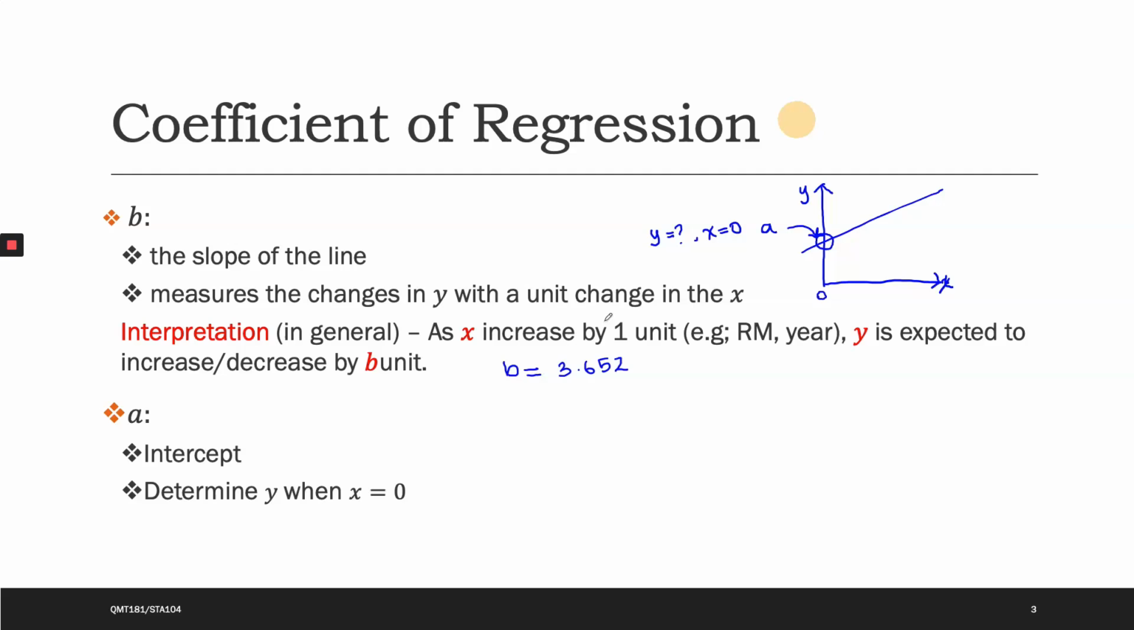Now let's say the value of b that you obtain from calculation is 3.652. Therefore, y is expected to increase, because the value that you obtain is a positive value. If in your calculation you obtain b as negative 21.3675, therefore y is expected to decrease. So the negative sign represents a decrease in y.